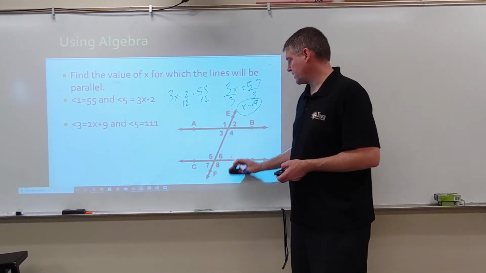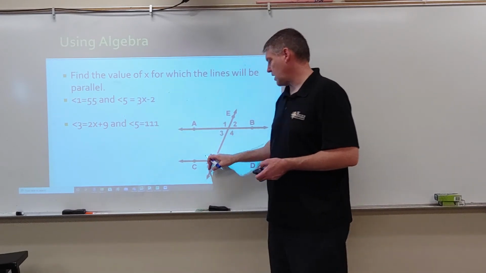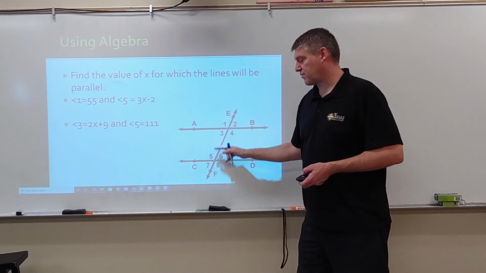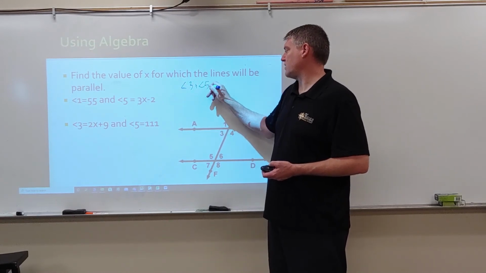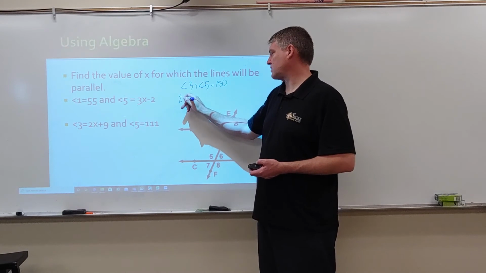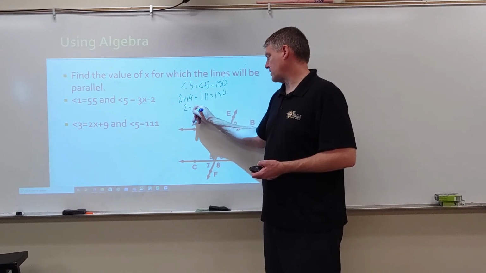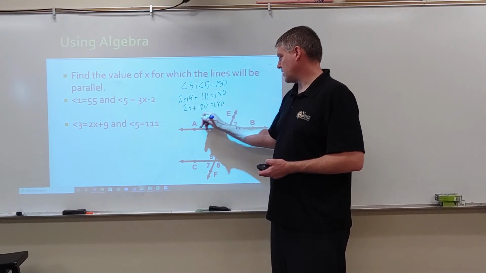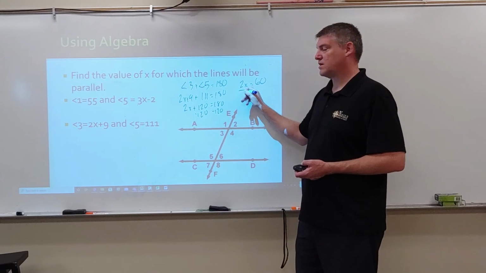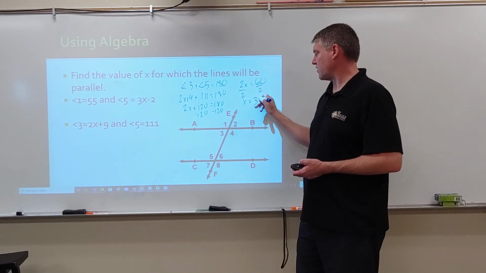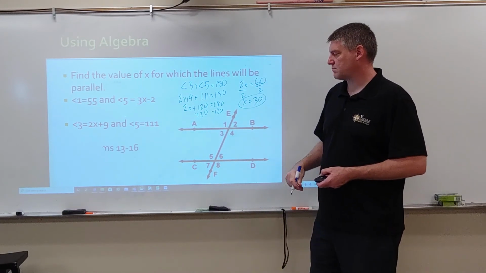Next one is 3 and 5. I have 3 is 2x plus 9, 5 is 111. What's unique about 3 and 5? Well, 3 and 5 add up to 180. So angle 3 plus angle 5 equals 180. 2x plus 9 plus 111 equals 180. 2x plus 120 equals 180. Subtract off the 120. 2x equals 60. Divide by 2, x equals 30. That would also show that AB is parallel to CD, because now I have supplementary angles.